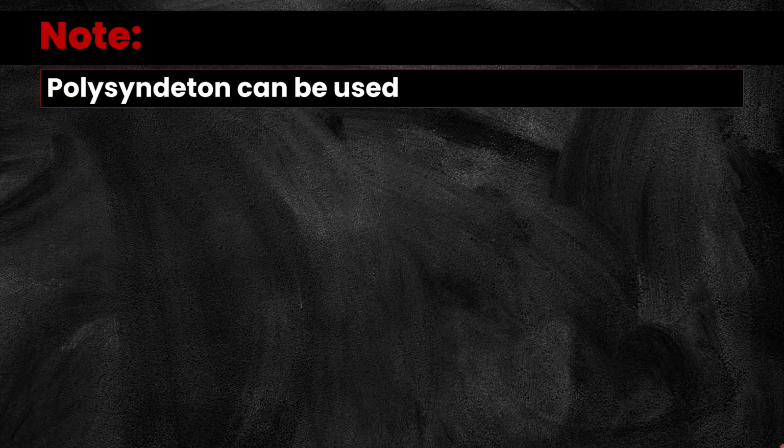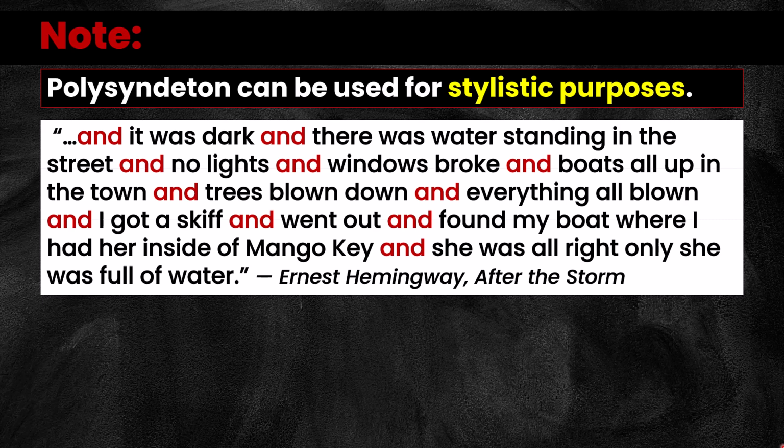So now let's look at polysyndetons that are used stylistically. This is an example by Ernest Hemingway. You can see just how many times he uses the word and in this short story. And it was dark, and there was water standing in the street, and no lights, and windows broken, boats all up in the town, and trees blown down.